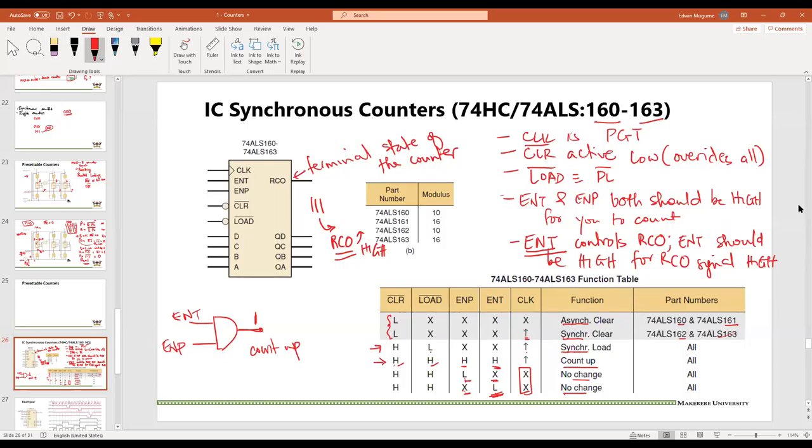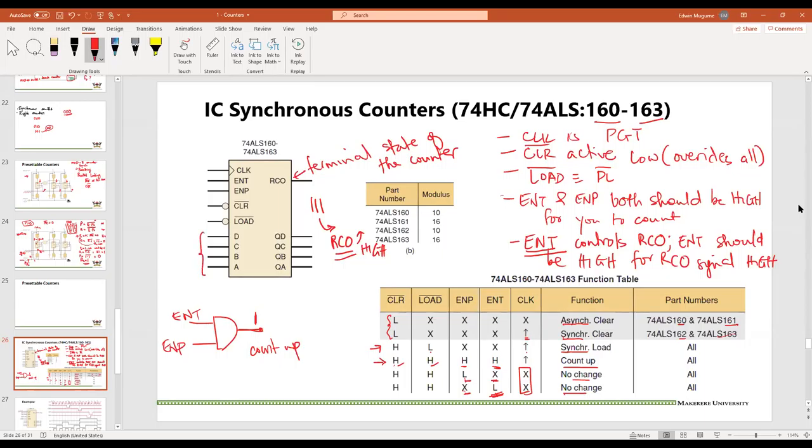If one of them is low, it doesn't matter which one or what state the other one is, it will not count. It will just stay put. Then RCO shows the terminal state of the counter, and it will usually go high during that state. However, for that to happen, once again, ENT should also be high. If ENT is low, the RCO will not show a high output, even when you are in the terminal state. As long as ENT is low, you will not get that RCO high output.